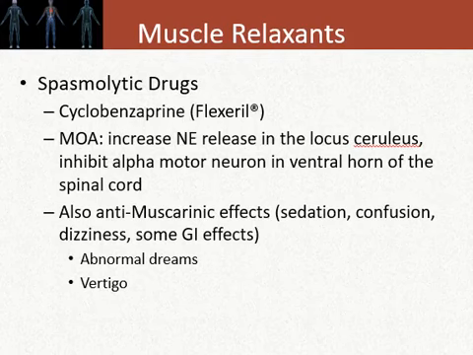Mechanistically, it has a couple of mechanisms. First, it's going to increase norepinephrine release from the locus coeruleus. Okay, and it's okay that you don't know what that is yet. And by way, it'll inhibit alpha motor neuron activity in the ventral horn within the spinal cord. There are, of course, anti-muscarinic effects, and these are pretty much undesirable.